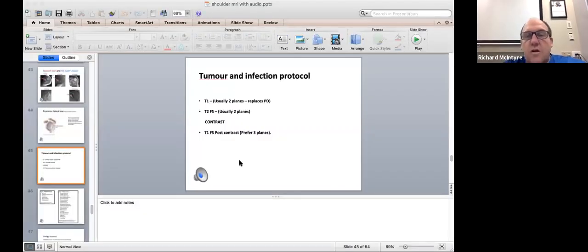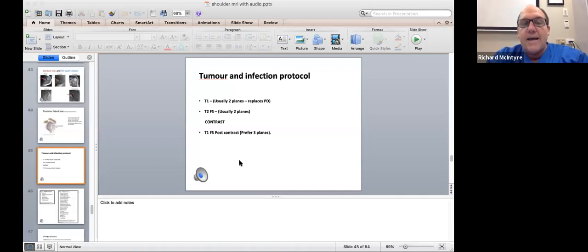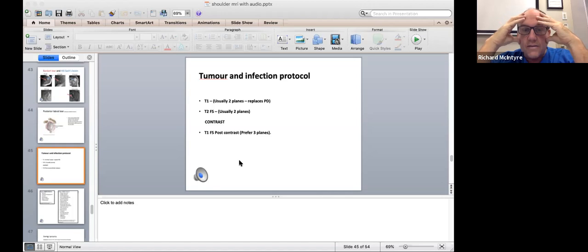Right, so T1, and that's for MSK derangement or mechanical processes that we're looking at. So if we're looking at the cartilage, ligaments, tendons, things like that, we would typically use proton density. However, when we're looking for tumor or infection and we're going to give contrast, we have a little different tack. We have to do T1s and T2 fat sats, okay?